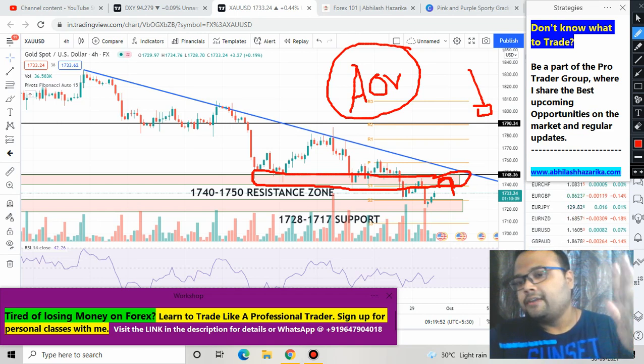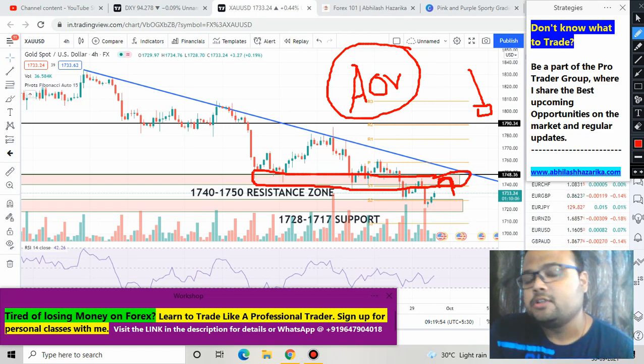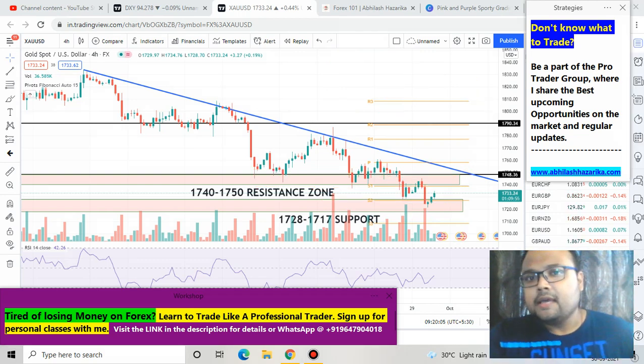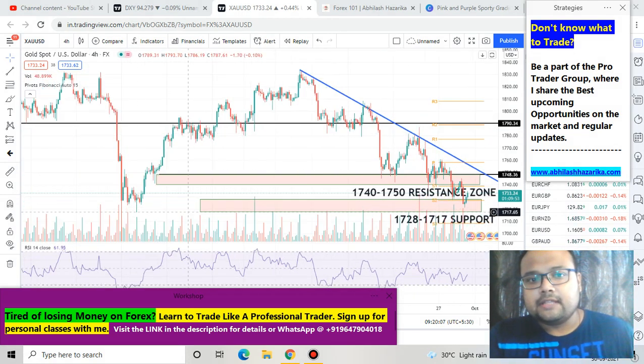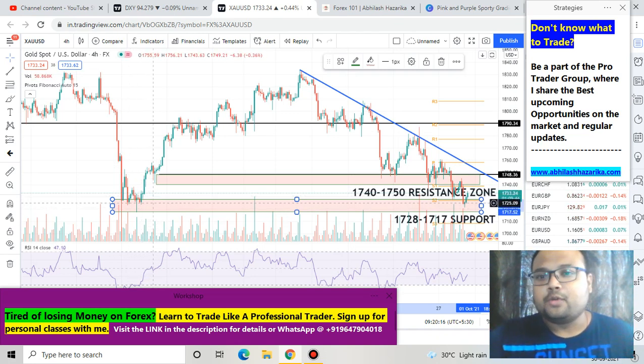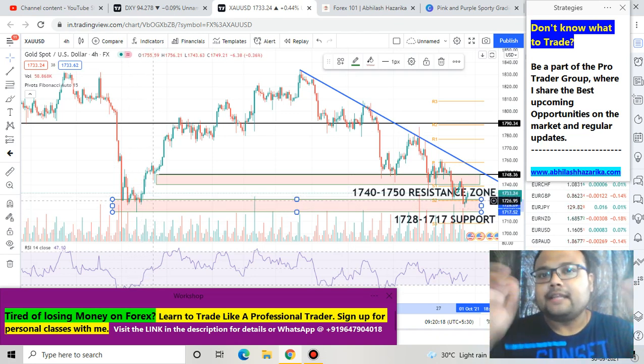Okay, so short the market at the resistance here, if the market reverses from the resistance zone of 1740 to 50, and your target will be the 1728 level. This is the new support for gold right now. And how did this support come into place? It came into place because of this level. Remember a couple of weeks ago, around 1 or 2 months ago, when there was a sharp fall on gold US dollar, this level provided support to the market, and this is the same level that is providing support again.